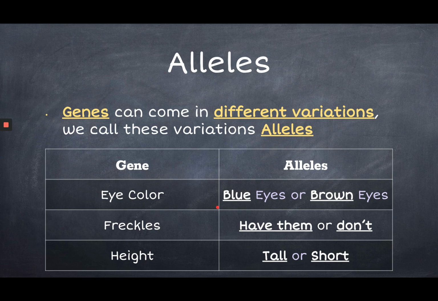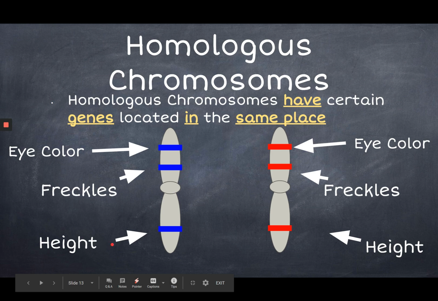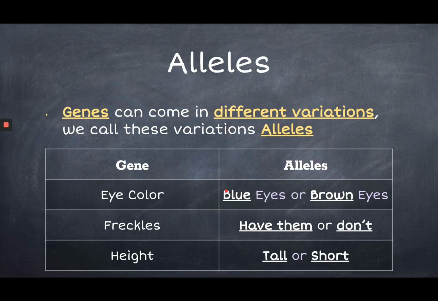Now, we know that we have different variations of those genes, right? When I go back here, we don't have one type of eye color. There are different types of eye color. One type of height, right? There's a variation of how tall you can be. Well, we call that variation the alleles. So genes can come in different variations called alleles.